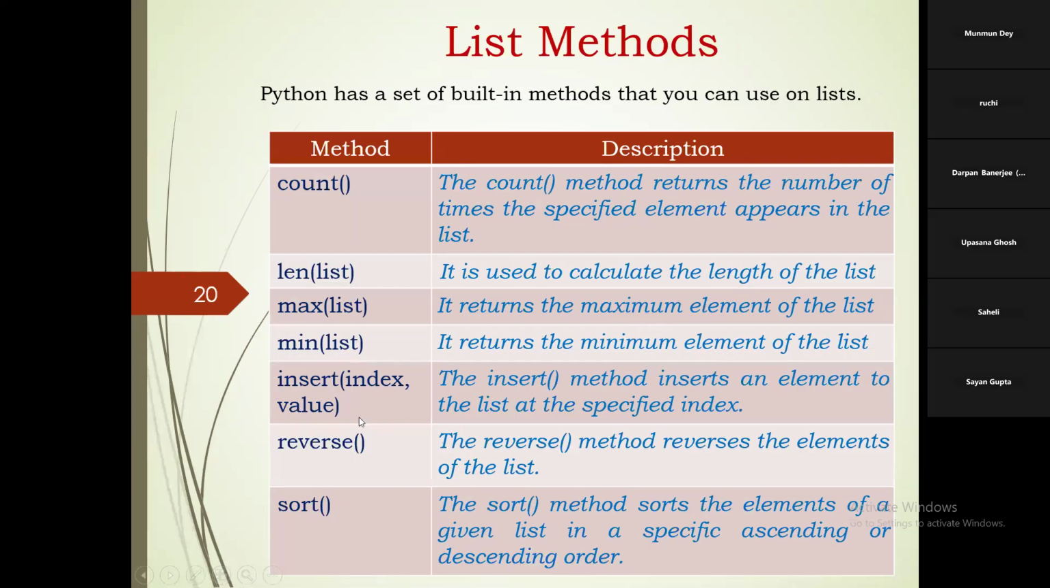So these are the list methods. Python has a set of built-in methods that you can use for the list. One is the count method, length method, maximum of list, minimum of list, insert, index values, reverse, sorting. So these are basically the built-in methods for the list.